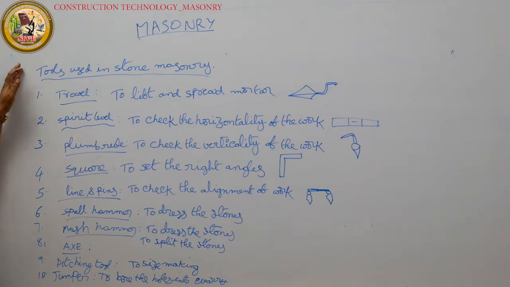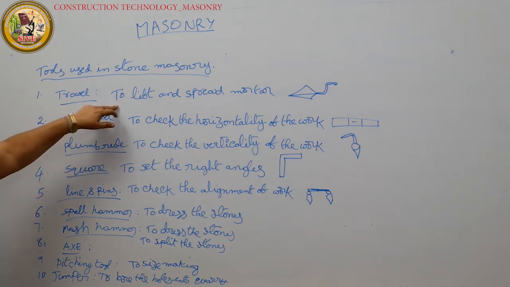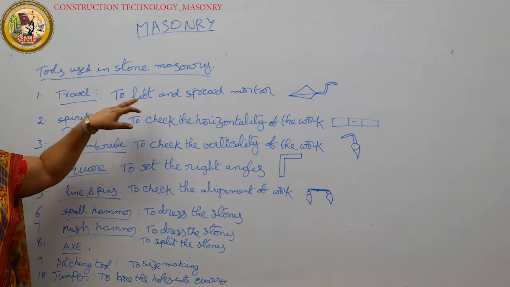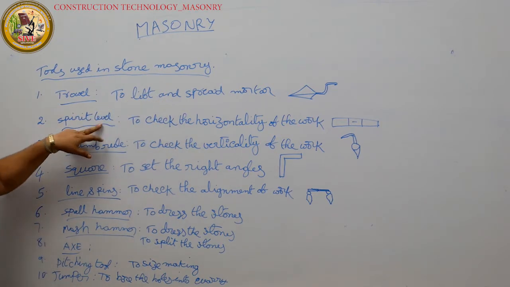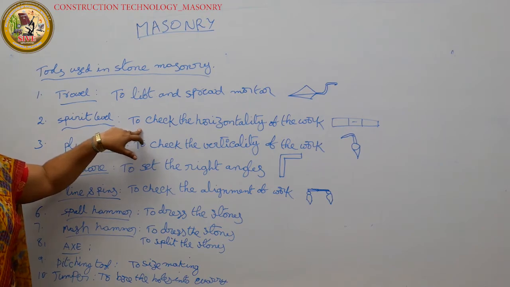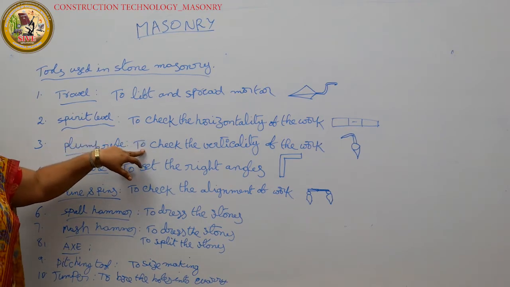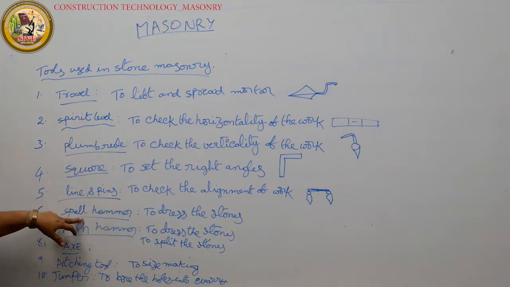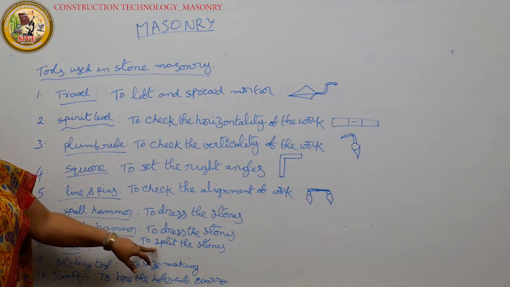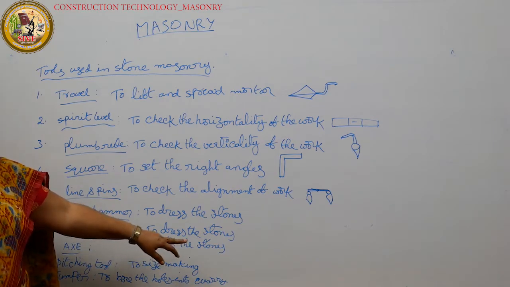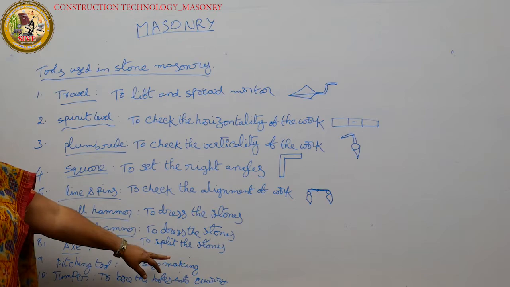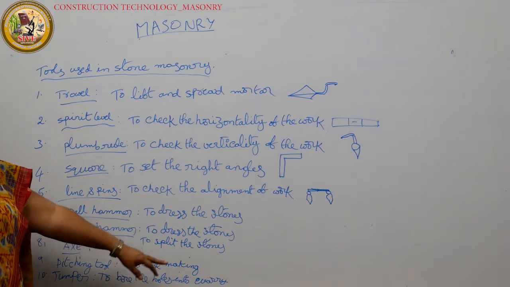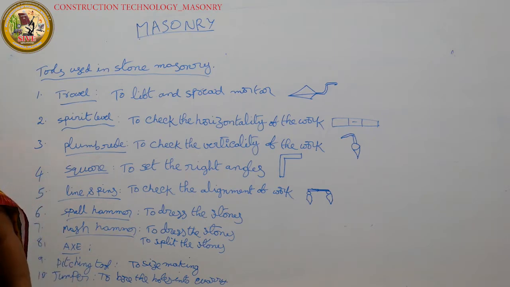Tools used in stone masonry. Number one, trowel. Trowel upayogam enti ante, to lift and spread the mortar. Spirit level, to check the horizontality of the work. Plumb rule, to check the verticality of the work. Square, to set the right angles. Line and pins, to check the alignment of work. Small hammer, to dress the stones. Mosh hammer, to dress the stones. Axe to split the stones, pitching tool for size making, jumper to bore the holes into quarry. Next.